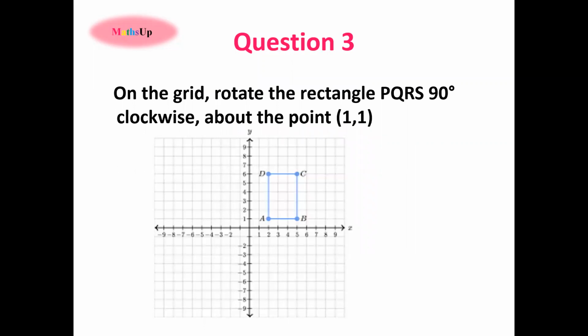The third question is a little bit different because in the third question, the center of rotation is not the origin. It is 1, 1, right? On the grid, rotate the rectangle PQRS 90 degrees clockwise about the point 1, 1. So you can see the center of rotation is not the origin like we did before. The center of rotation is 1, 1. So you have to take this point as the center of rotation. We'll see how we can do this.